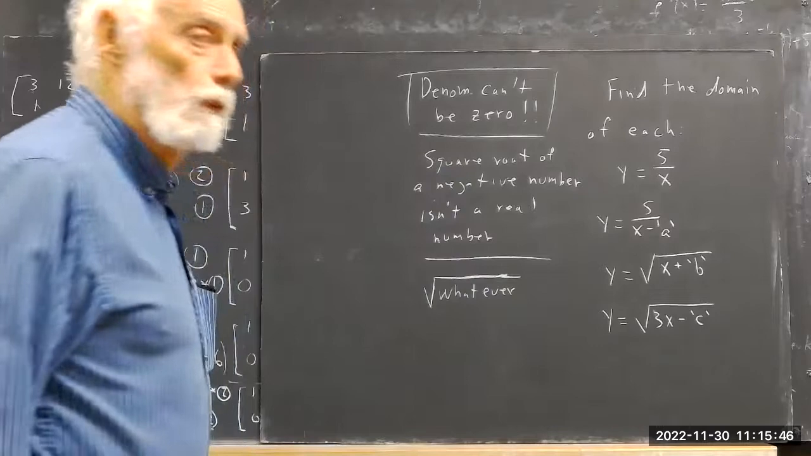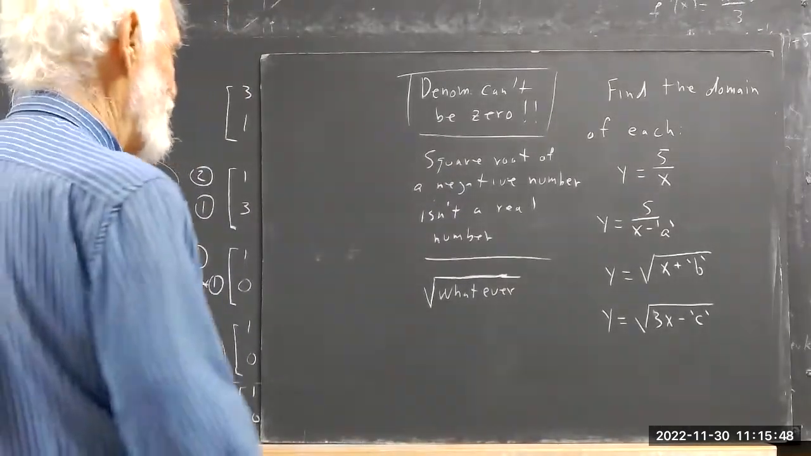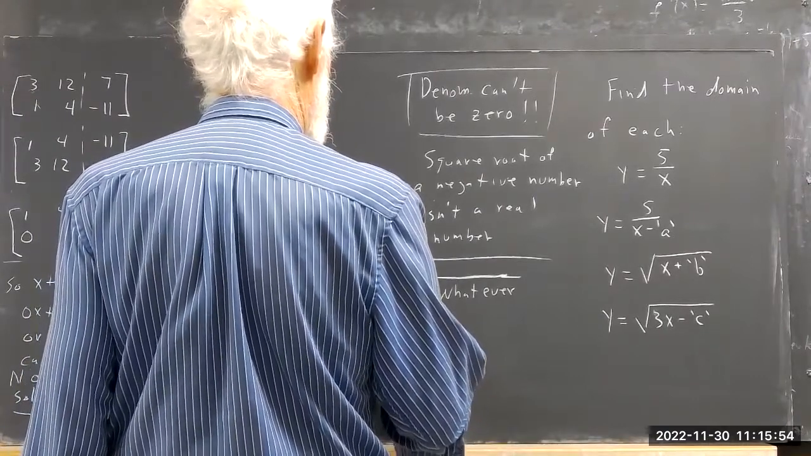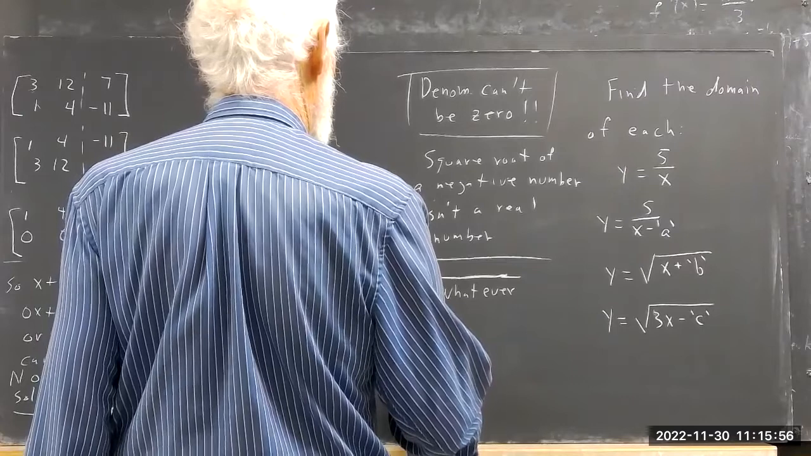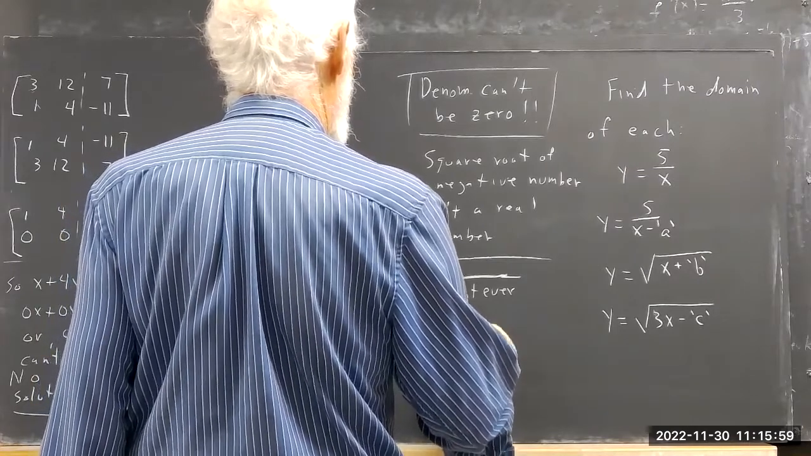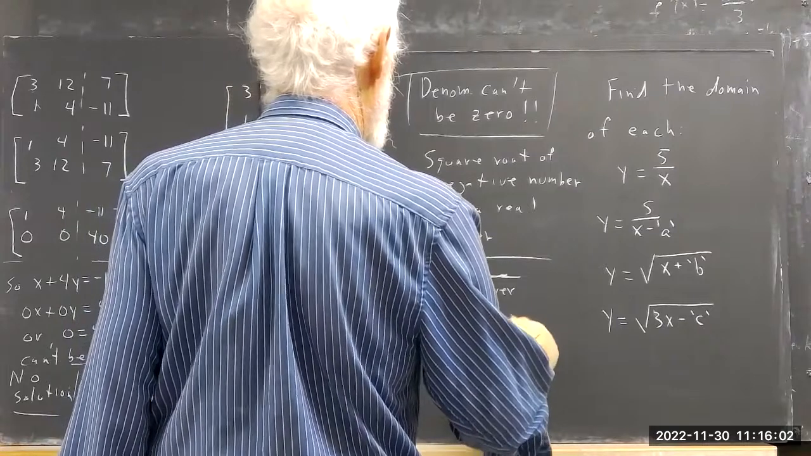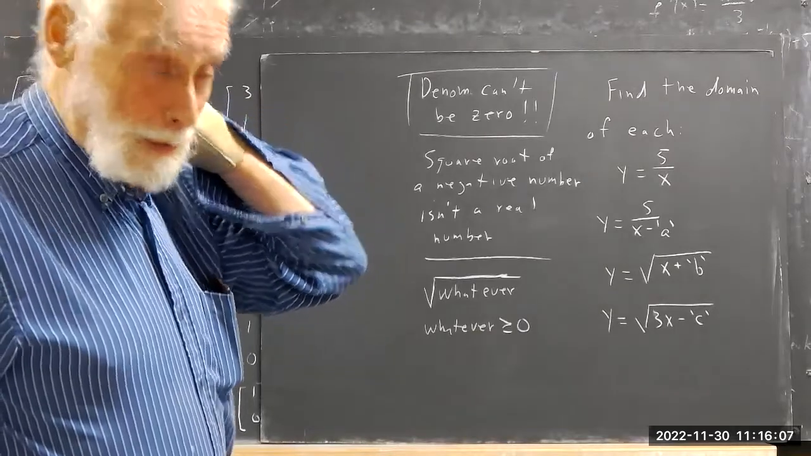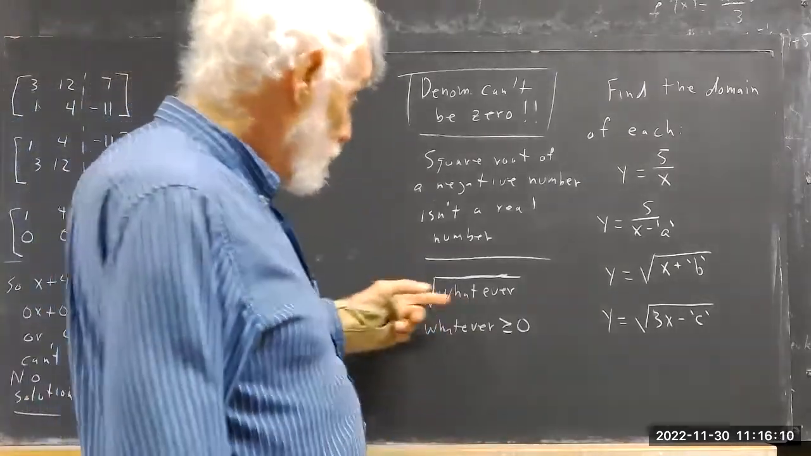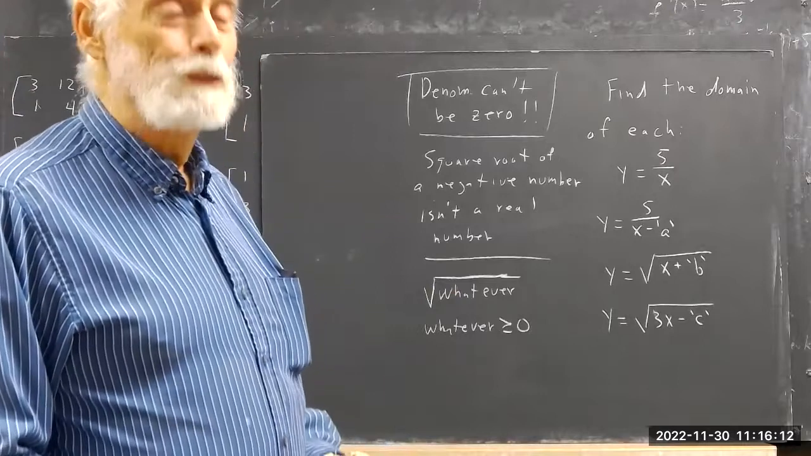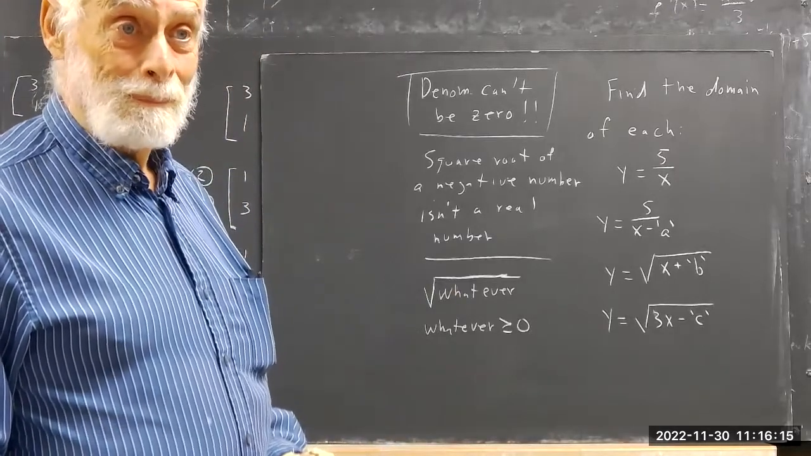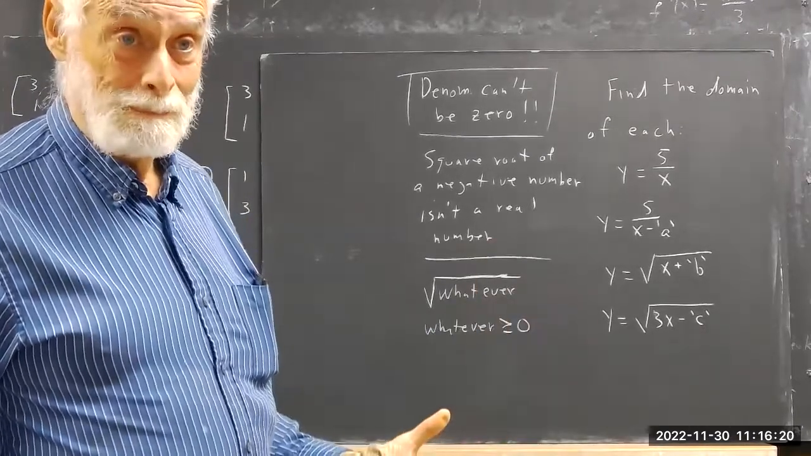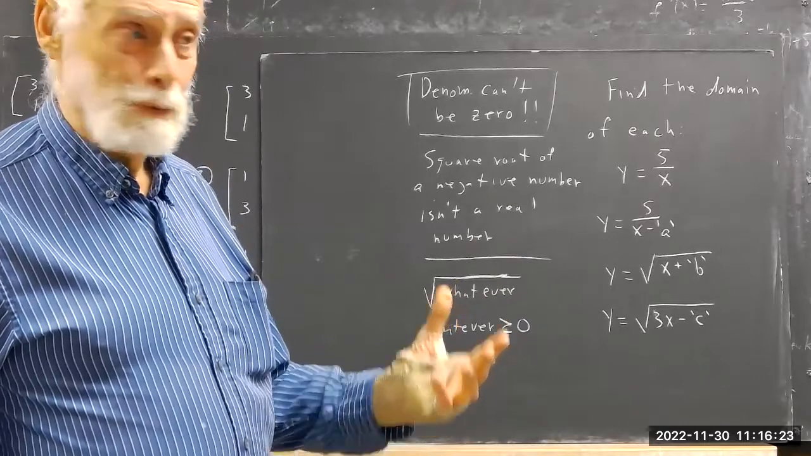You want to take the square root of whatever. Whatever has to be greater than or equal to zero. If it's less than zero, it's negative. You can't take the square root of a negative. Okay, you can, but it's not a real number. You get an imaginary number. We did a little of that, I think, with quadratics, the i thing. Did we do that?